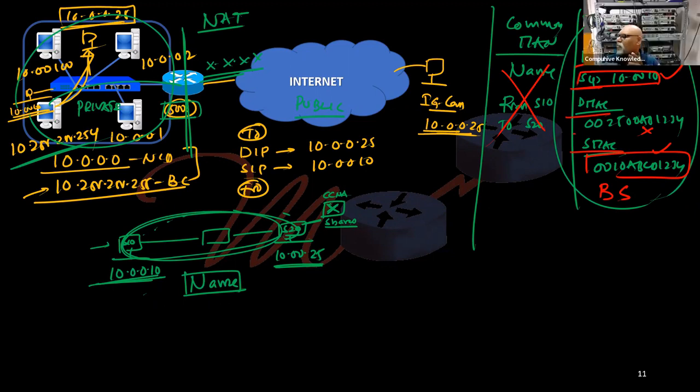So when somebody clicks on system 20, you know what he'll say? Hey, who is system 20? Like I asked, Pooja, are you there in the classroom? Who is system 20? Can you tell me your IP address, please? It's like, Shriya, can you give me your phone number? This is what they call broadcast.